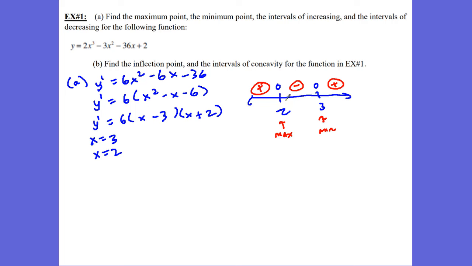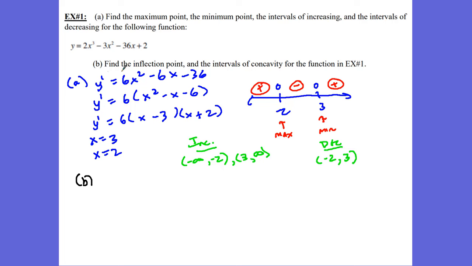And then what are we going to know about our increasing functions? Our increasing functions are going to be from negative infinity all the way to negative 2, as well as from 3 all the way to infinity. Where are we decreasing? We're only decreasing from negative 2 to 3. So that answers A, which asked for our intervals of increasing and intervals of decreasing, as well as our critical points.